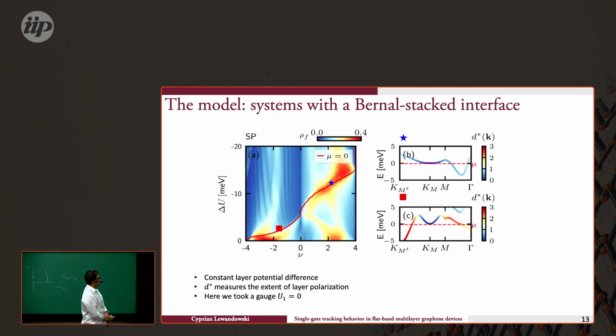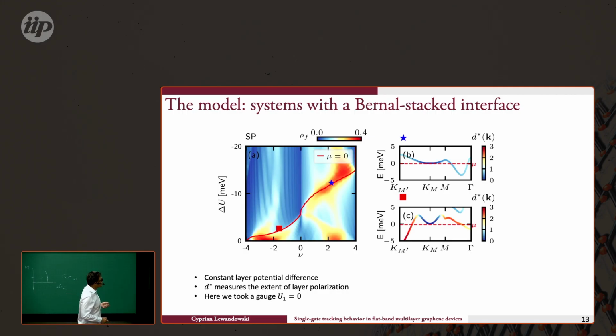And if I do that, what I find is that for a fixed constant layer potential difference, the generic plot of the density of states looks as follows. There's a high density of states feature, and that high density of states feature is connected to the locally flat part of the band, where I have a perfectly layer polarized state. Okay, and in this particular calculation, I am choosing an electrostatic gauge where I set U1, the electrostatic potential on the bottom layer, to be 0. But that's a choice that I can make.